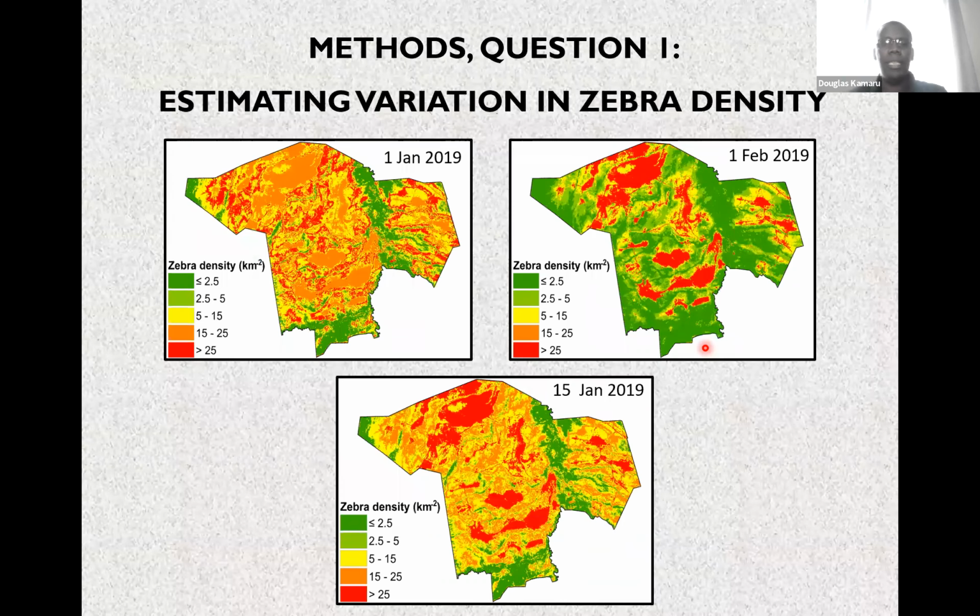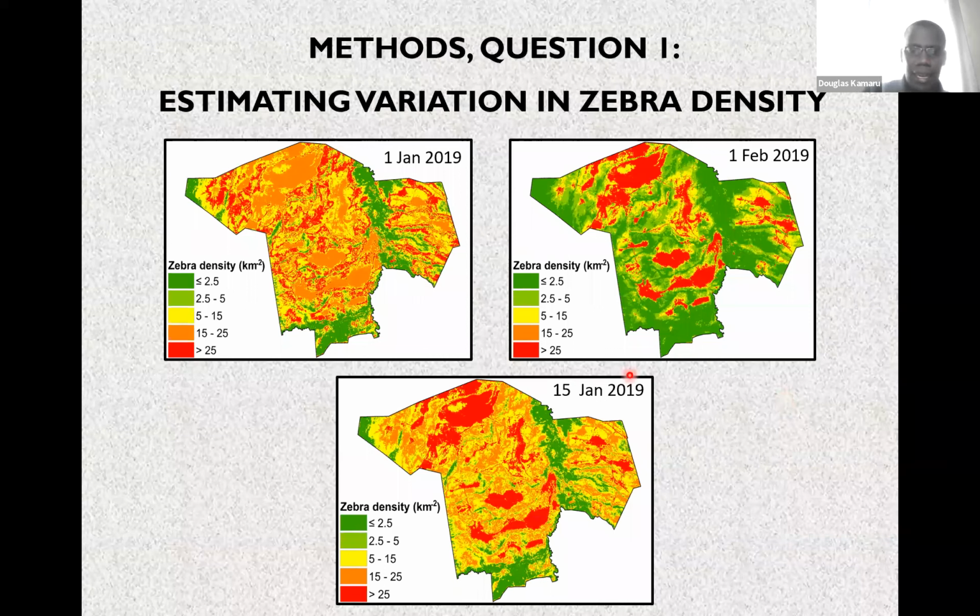Now, in order to estimate variation in zebra densities, I looked at densities between two surveys. For example, what I'm showing on my left is zebra densities for January 2019, and the second one that I'm showing on my right is densities for February 2019. So for me to be able to understand what the density was on 15th of January, I used what we call a weighted average.